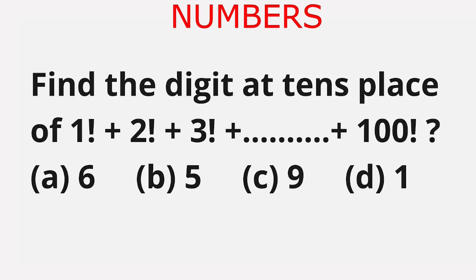Our question is, find the digit at tens place of 1 factorial plus 2 factorial plus 3 factorial plus up to 100 factorial. Option A 6, option B 5, option C 9, option D 1.